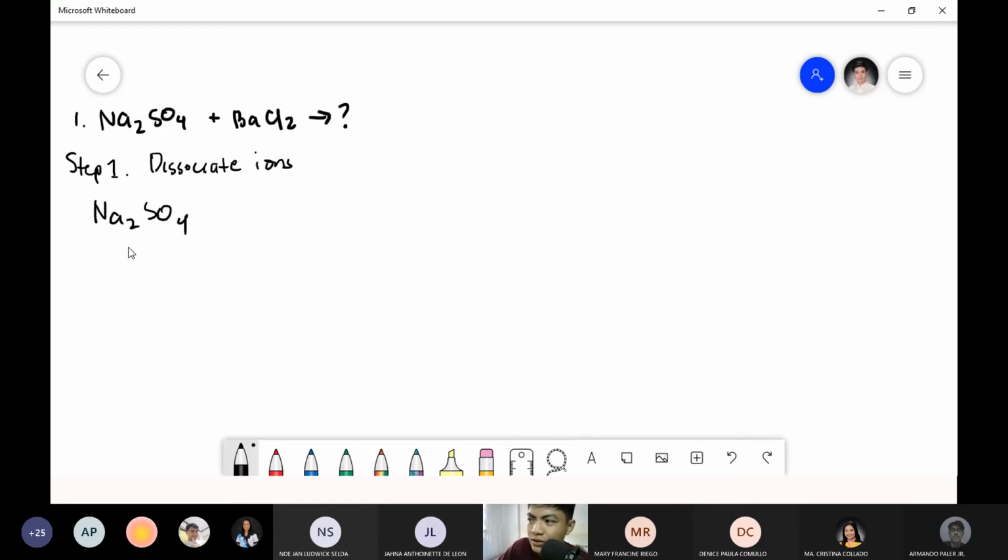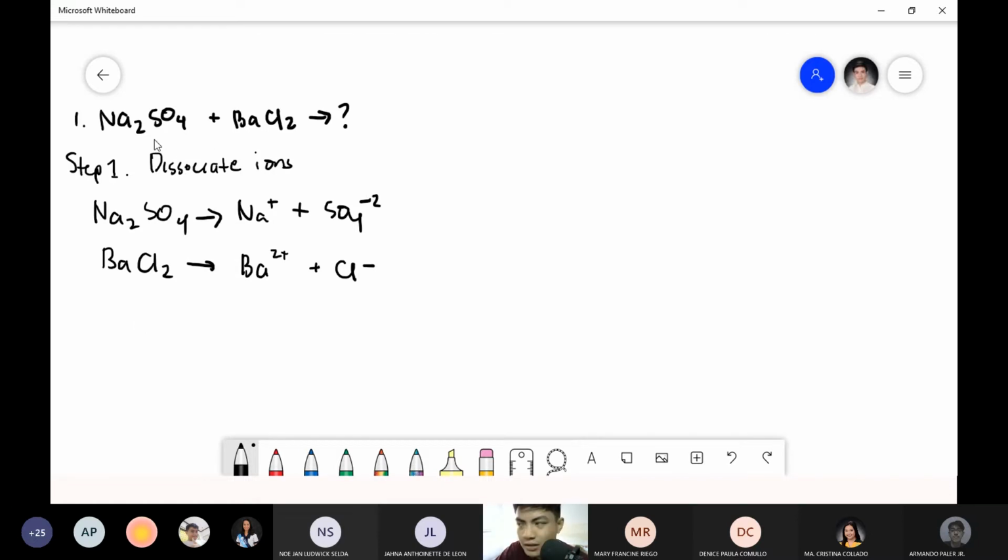And again, you should know how to get the ions from the formula. So you just do the reverse crisscross, you will get Na+ and SO4 2-. Dito naman, crisscross, you have barium 2+ and Cl-. So yan, ganun lang mag-dissociate. Just remember your crisscross. Crisscross lang yan.